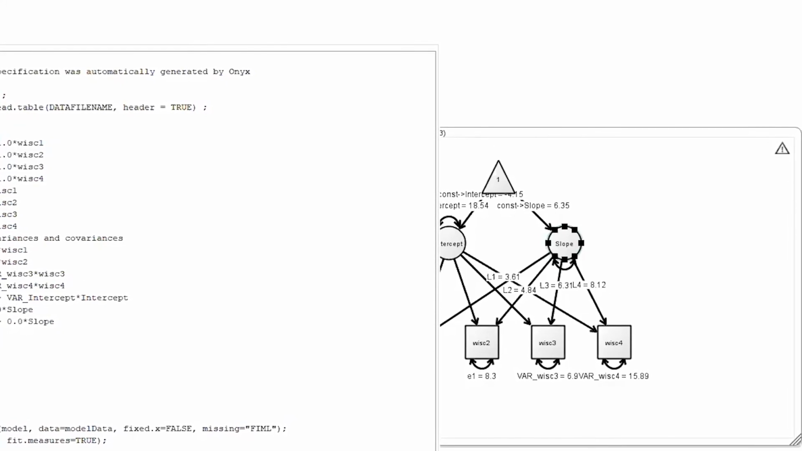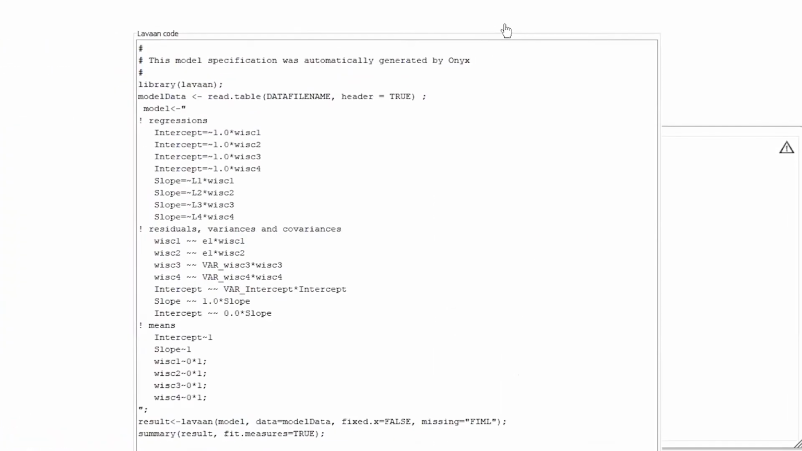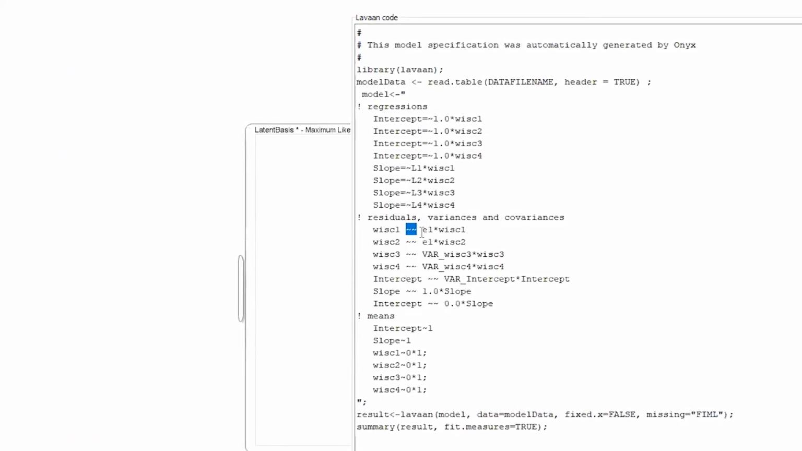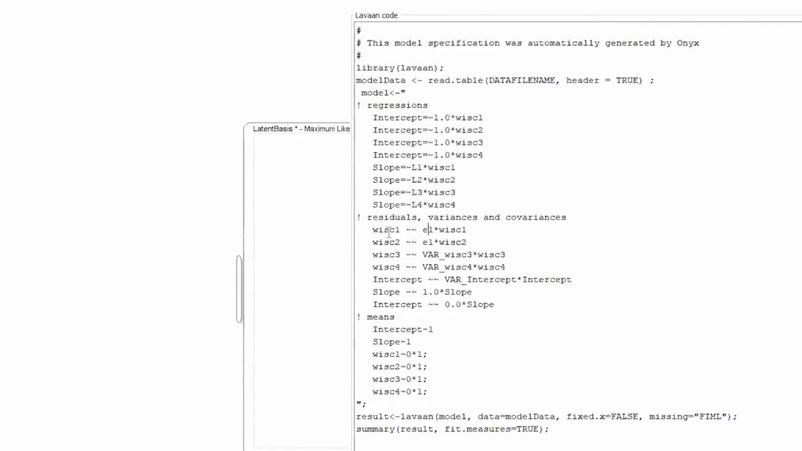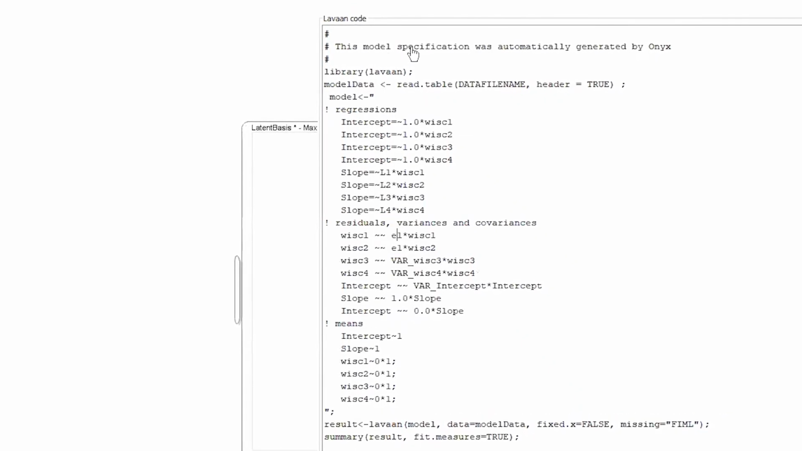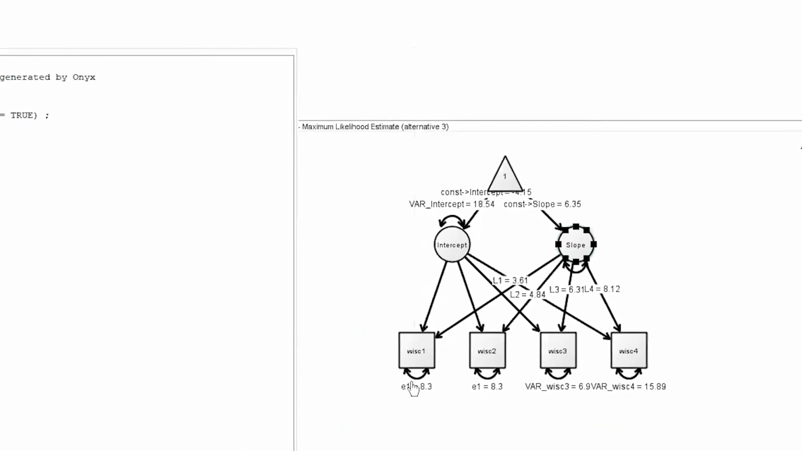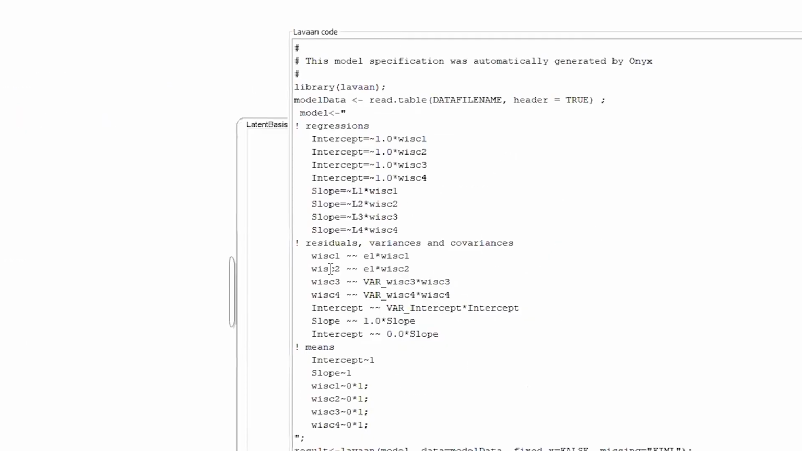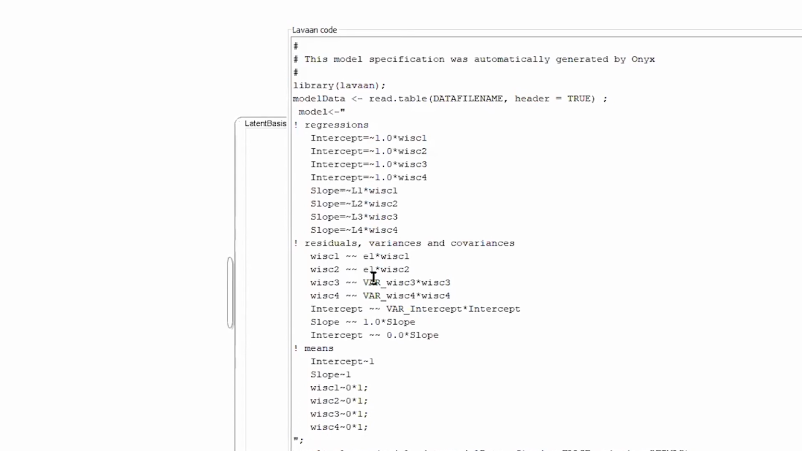The residuals are denoted by two tilde signs. So this is the E1, it's the name of the variable, that's the error variance associated with WISC number 1. That's this thing down here. And the same thing also happens for WISC 2, 3, and 4.